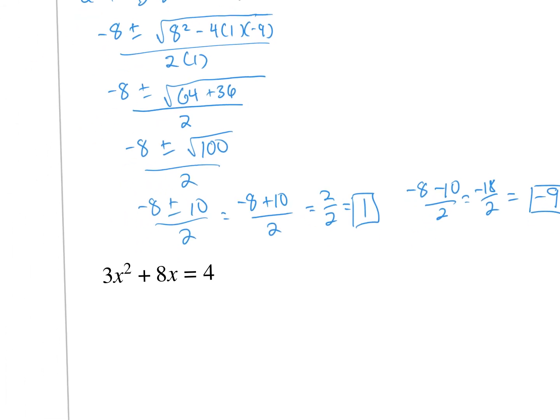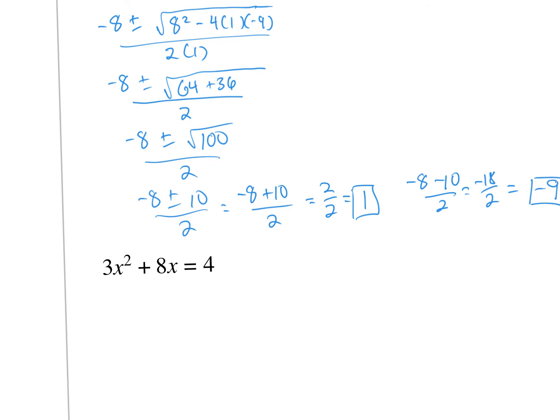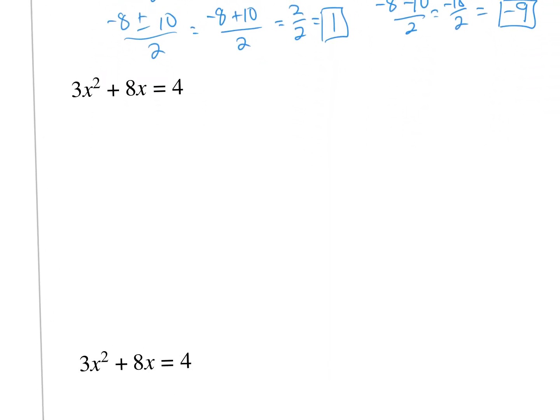Let's do another one. Key thing to the quadratic formula and factoring: it has to be in standard form. This 4 over here on that side, I don't want it on that side. So I'm going to move it to the other side by subtracting it from both sides. So this changes this to 3x squared plus 8x minus 4 equals 0. That is the equation I'm going to use instead of the one that's on top. So it's 3x squared plus 8x minus 4 equals 0. I'm going to try to factor this first.